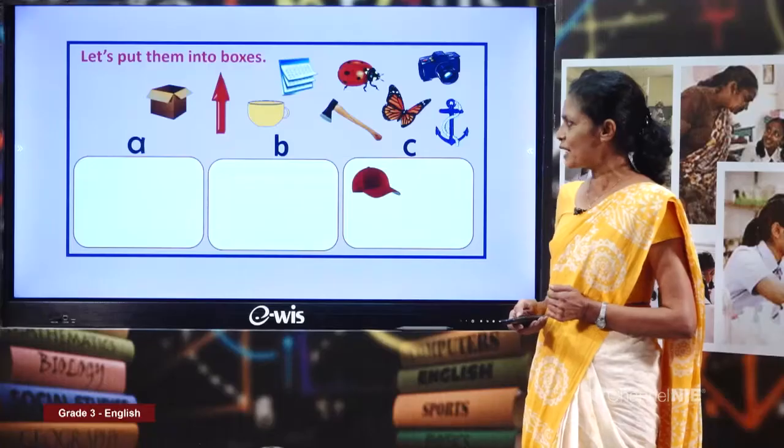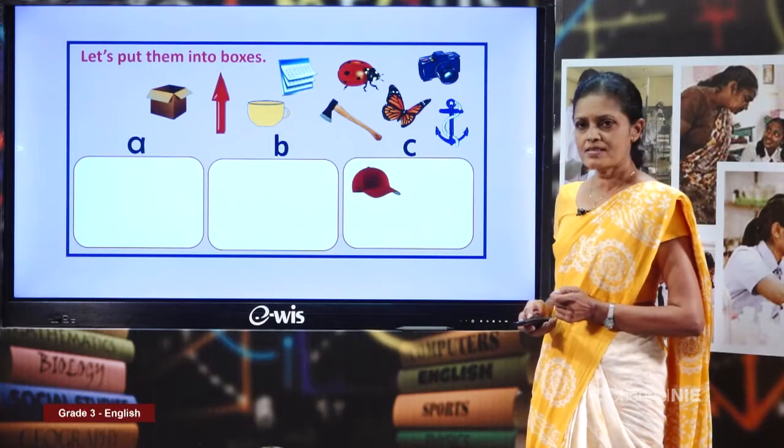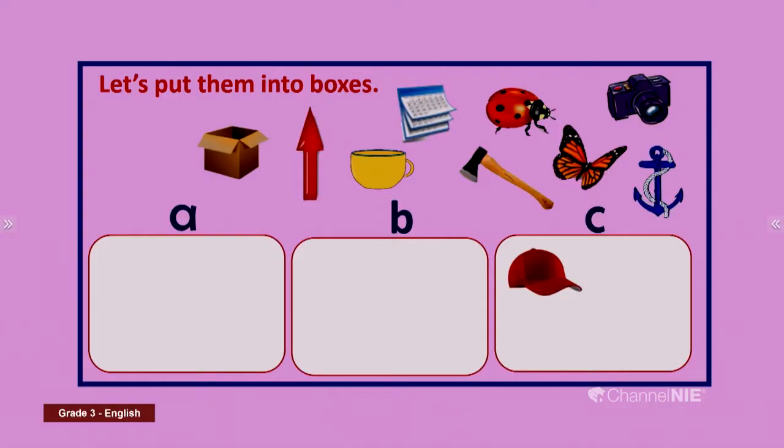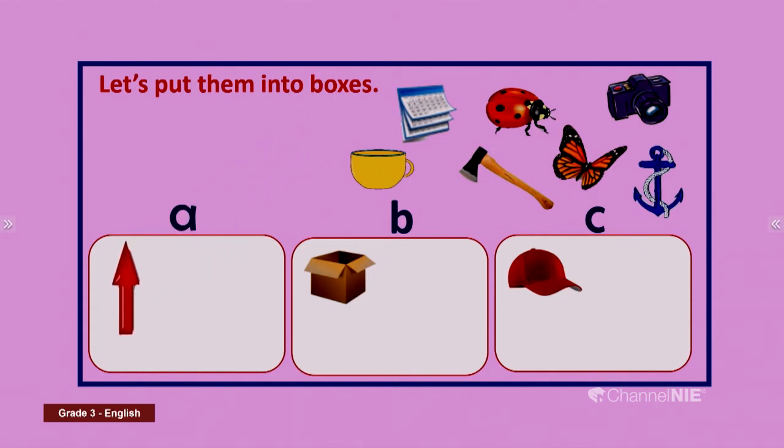Right. What is the second one? Box. What is the first letter? B. So it goes to box B. Next. Arrow. It goes to box A. Next. What is it? Cup. What is the first letter? C. So it goes to box C.